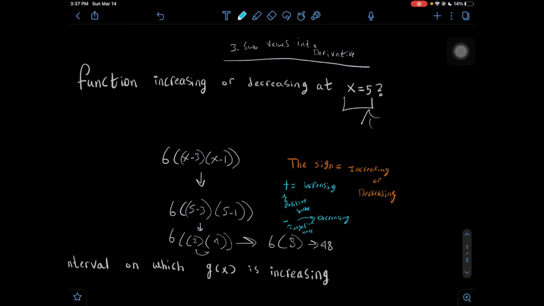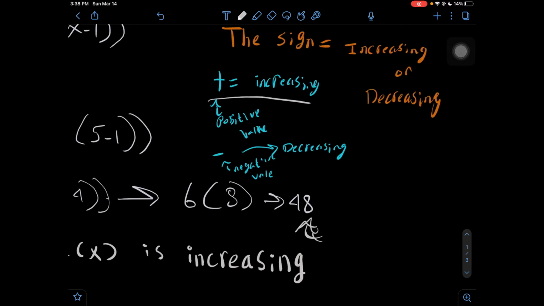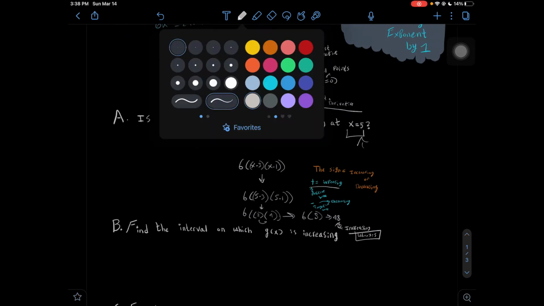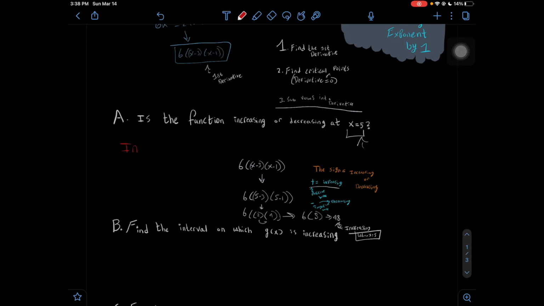Now we know that after substituting a value of 5 into our equation, we get 48. And we know this is a positive 48. We had no negatives. So this means that our function is increasing, as we said here. When you have a positive value, it's increasing. So our function is increasing when x equals 5. So our answer, let's write this in red: it is increasing because we have a positive value.